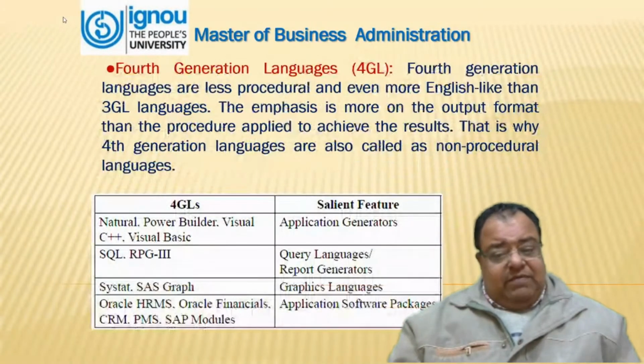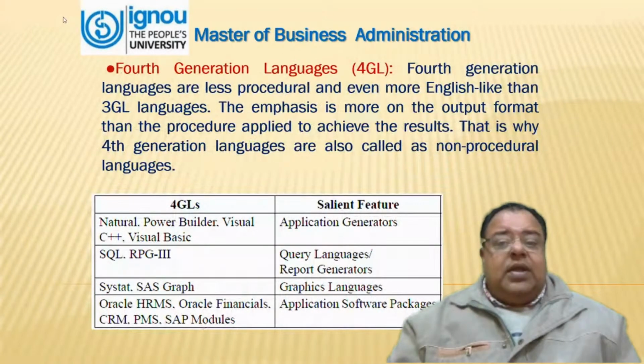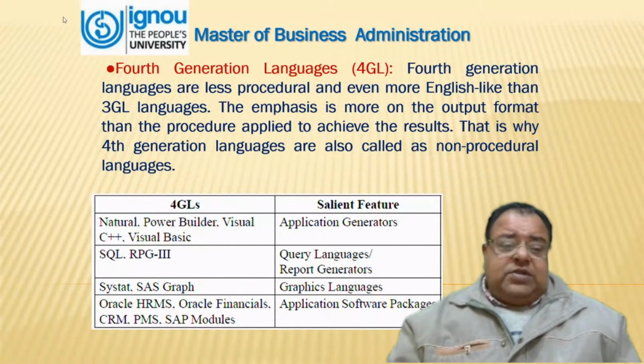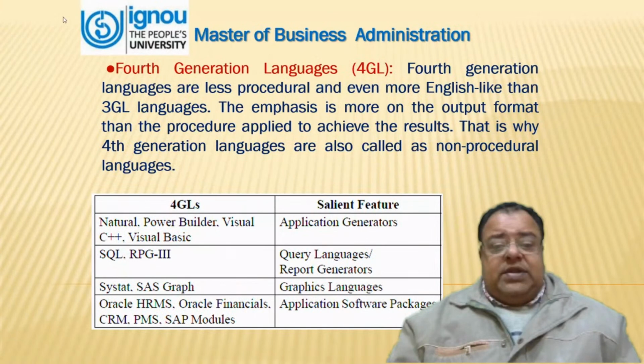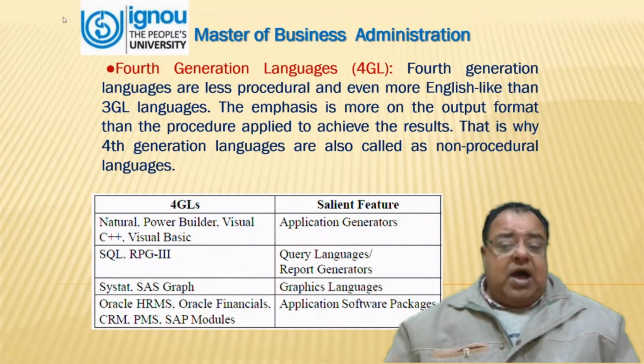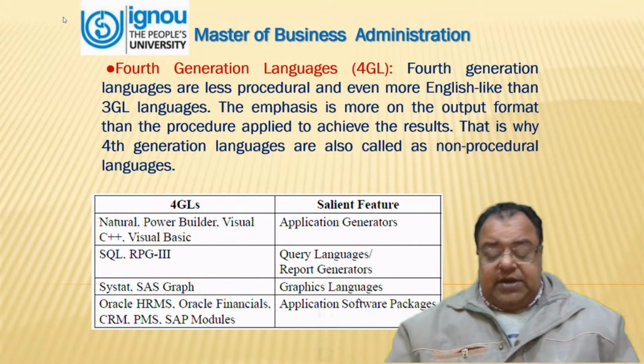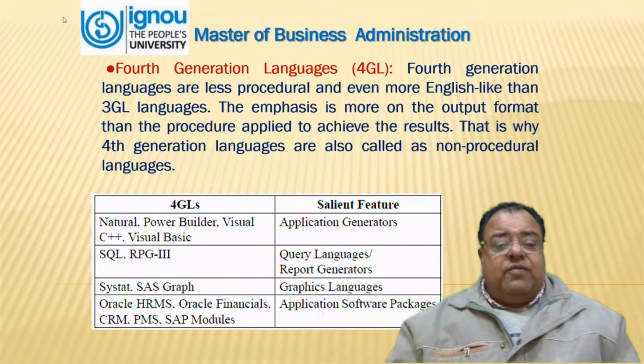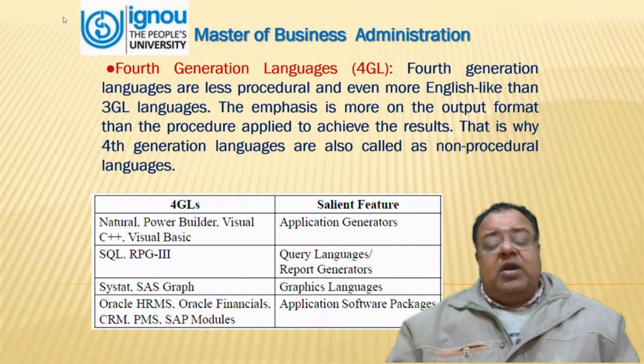Fourth generation language, that is 4GL. Fourth generation languages are less procedural and even more English-like than 3GL languages. The emphasis is more on the output format than the procedure applied to achieve the result. That is why fourth generation languages are also called non-procedural languages.